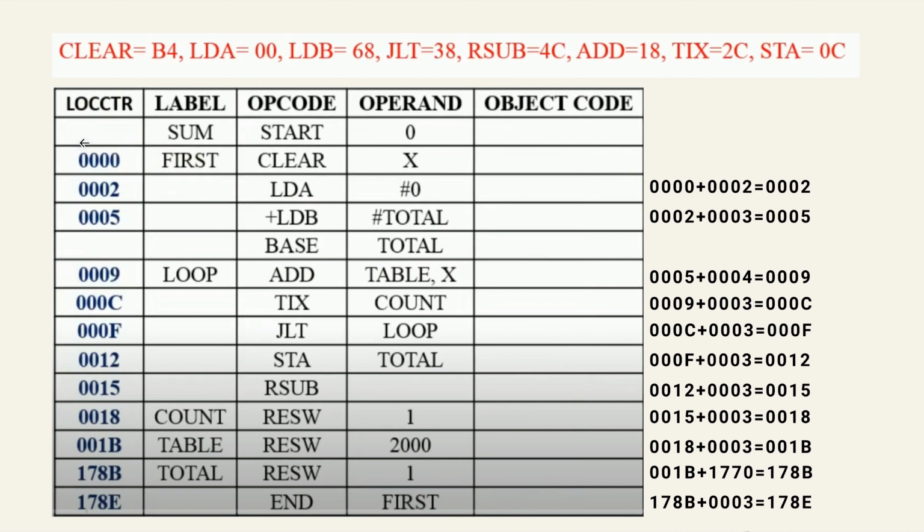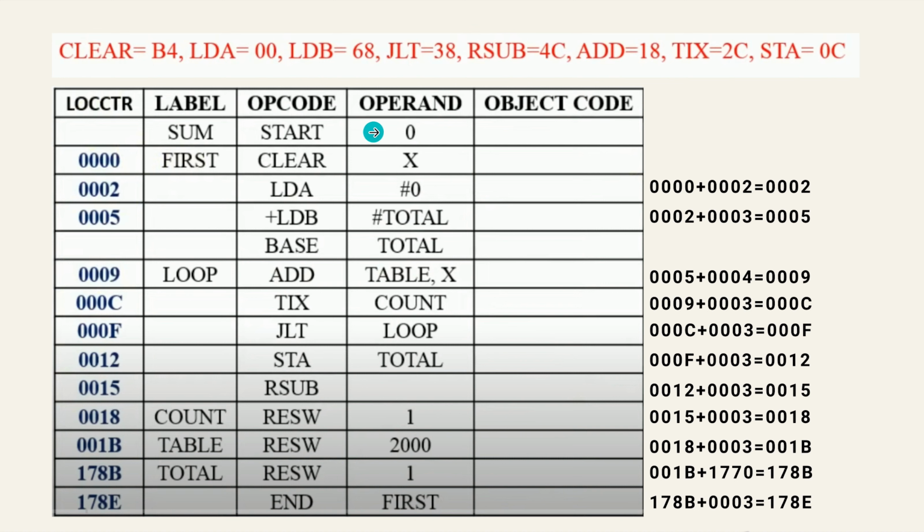Moving on to the next statement, it is FIRST CLEAR X. What does this statement say? This is clearly a format 2 instruction because we have used registers. This is the opcode and this is the register, and there is no second register mentioned, hence we can take it as 0. It occupies 8 bits for the opcode, 4 bits for the first register and 4 bits for the next register. This is how format 2 is represented. We will see how to generate the object code for this later.